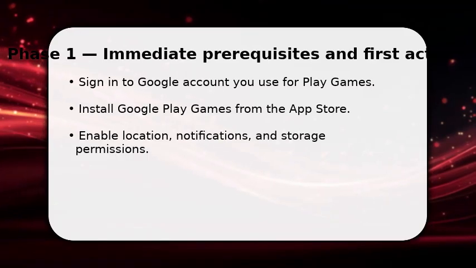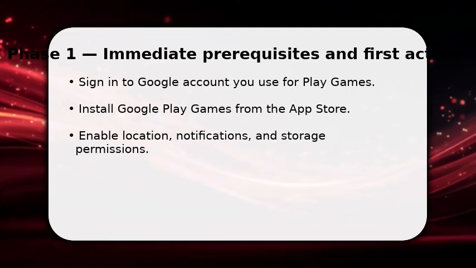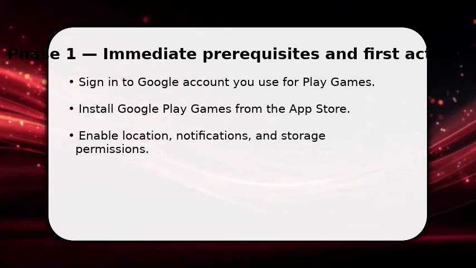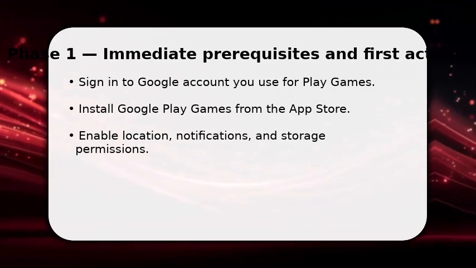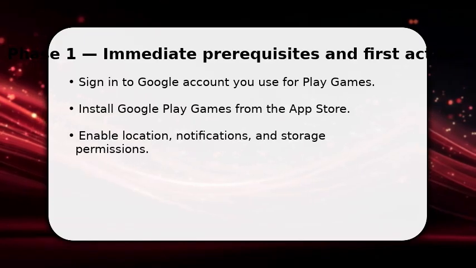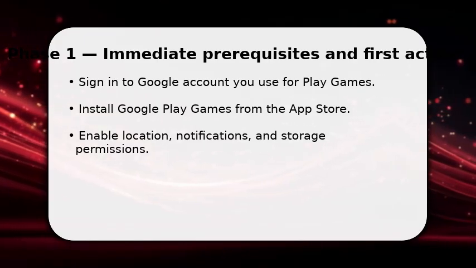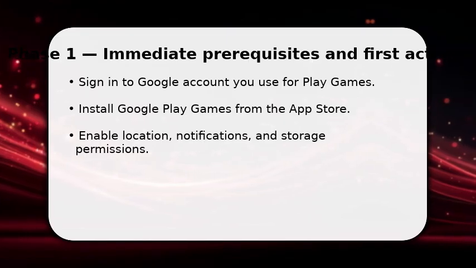You start by confirming prerequisites: a Google account and an iPhone with an iOS version supported by the app. Open the App Store, search for Google Play Games, and tap Install. This gets the client onto your device. Once done, sign into your Google account inside the app so cloud saves sync.